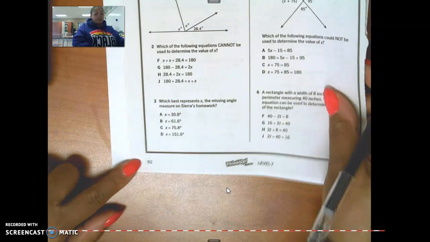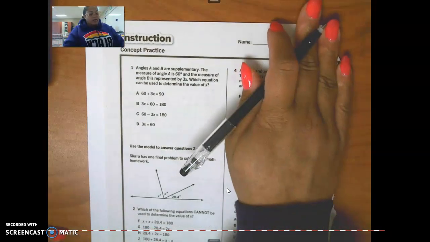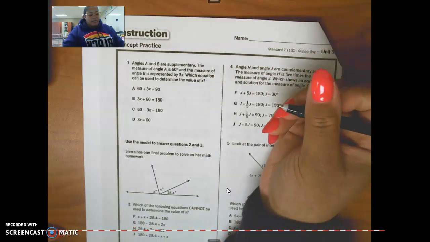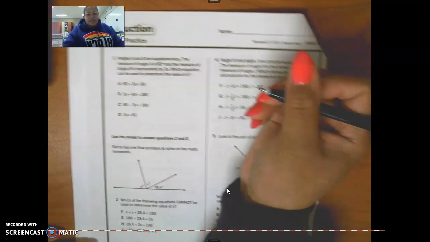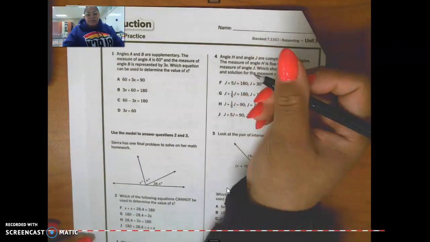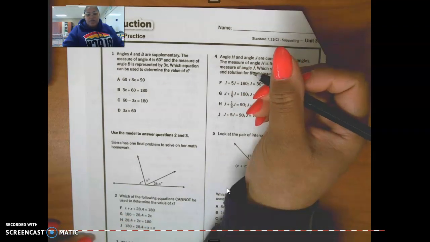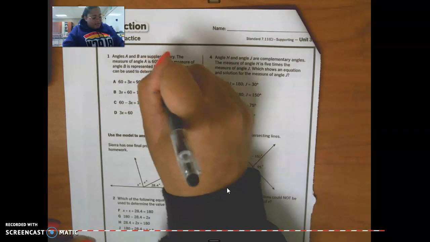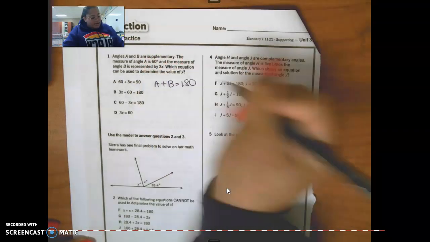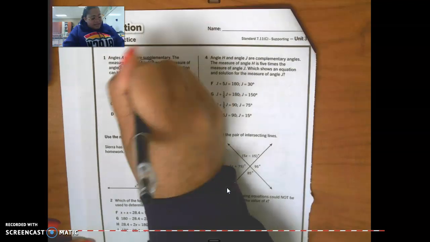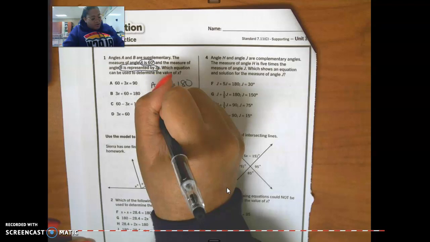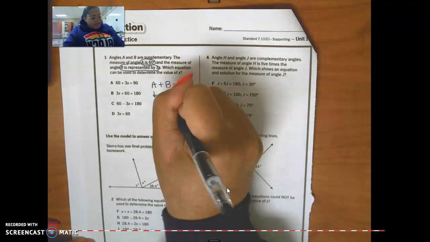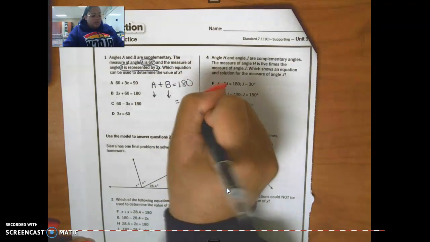Number 1 on page 312. Angles A and B are supplementary. The measure of angle A is 60 degrees, and the measure of angle B is represented by 3x. Which equation can be used to determine the value of x? A plus B equals 180. A is 60 and B is 3x. So I need to replace A and I need to replace B, and they still need to equal 180.